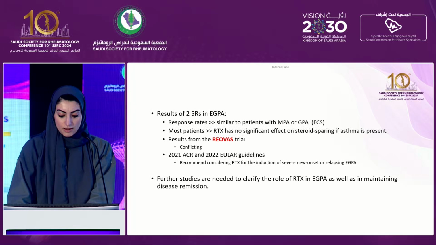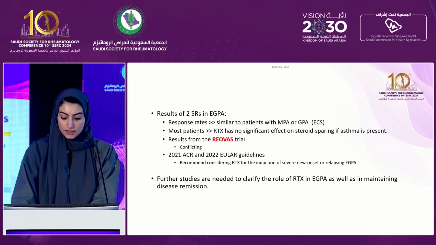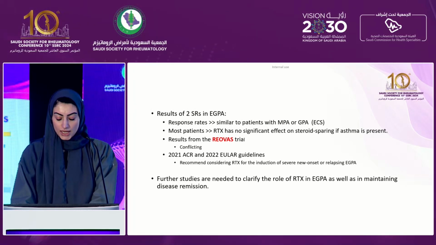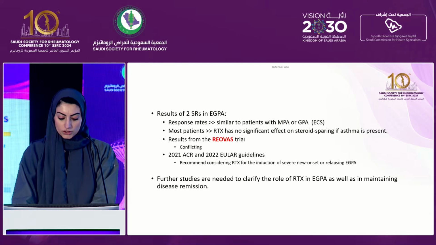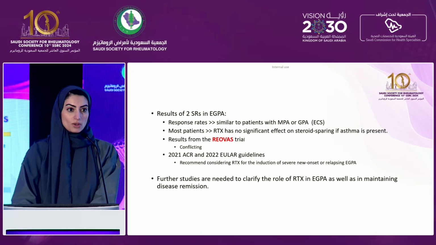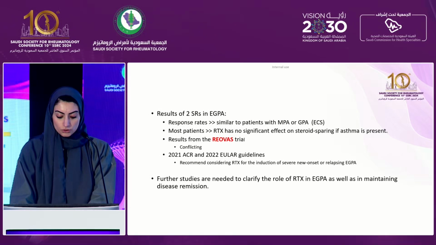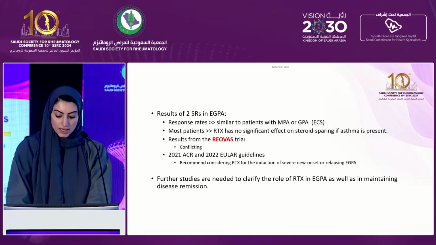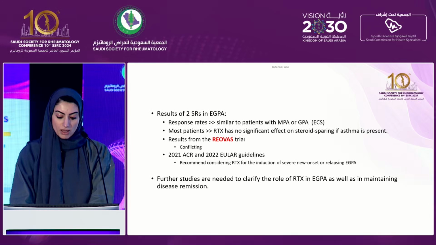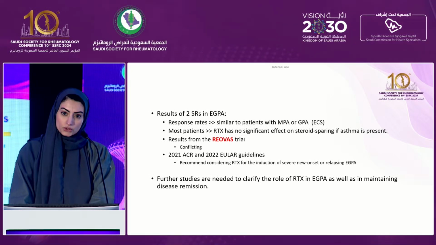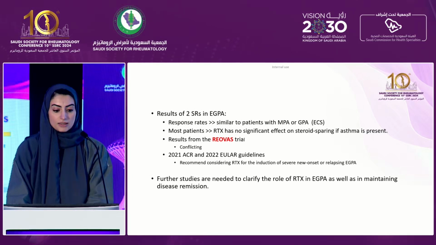And the results from the RIOVAS trial regarding the use of rituximab in eGPA have conflicting results, which raise doubts about the real efficacy of rituximab even if ANCA positive with eGPA, and that's what Prof. Alberci was talking about. In 2021 ACR and 2022 EULAR guidelines, they recommended considering rituximab for induction of severe new onset or relapsing eGPA, especially if ANCA positive with acute glomerulonephritis or high risk of cyclophosphamide toxicity.